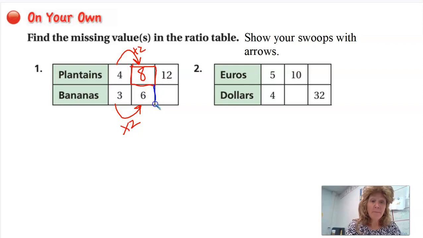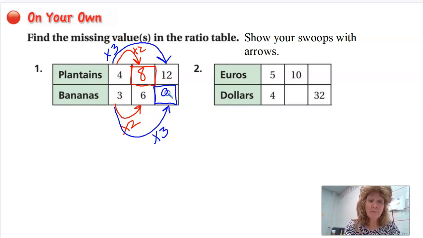Now, this time the bananas is missing, so I need to go from 4 to 12. Now, the reason I didn't go from 8 to 12 is because there's not an easy number to multiply 8 by to get to 12. But there is a whole number. 4 times 3 is 12. So then I multiply this number times 3 to get 9. So I'm basically creating equivalent ratios.